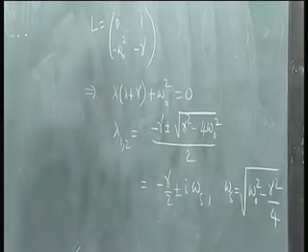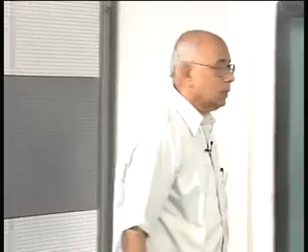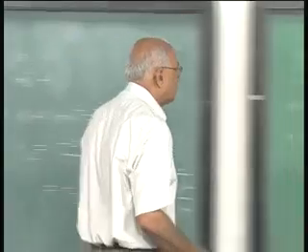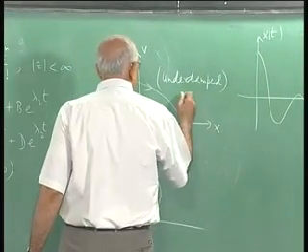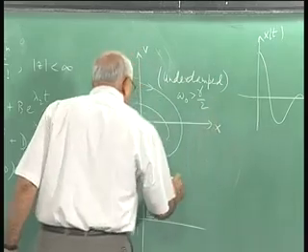Pull out the 2, and I define a shifted frequency omega sub s, which is omega naught squared minus 1/4 gamma squared, and take the square root, provided omega naught is greater than gamma over 2. So this would correspond to underdamped, omega naught greater than gamma over 2, and this is overdamped.